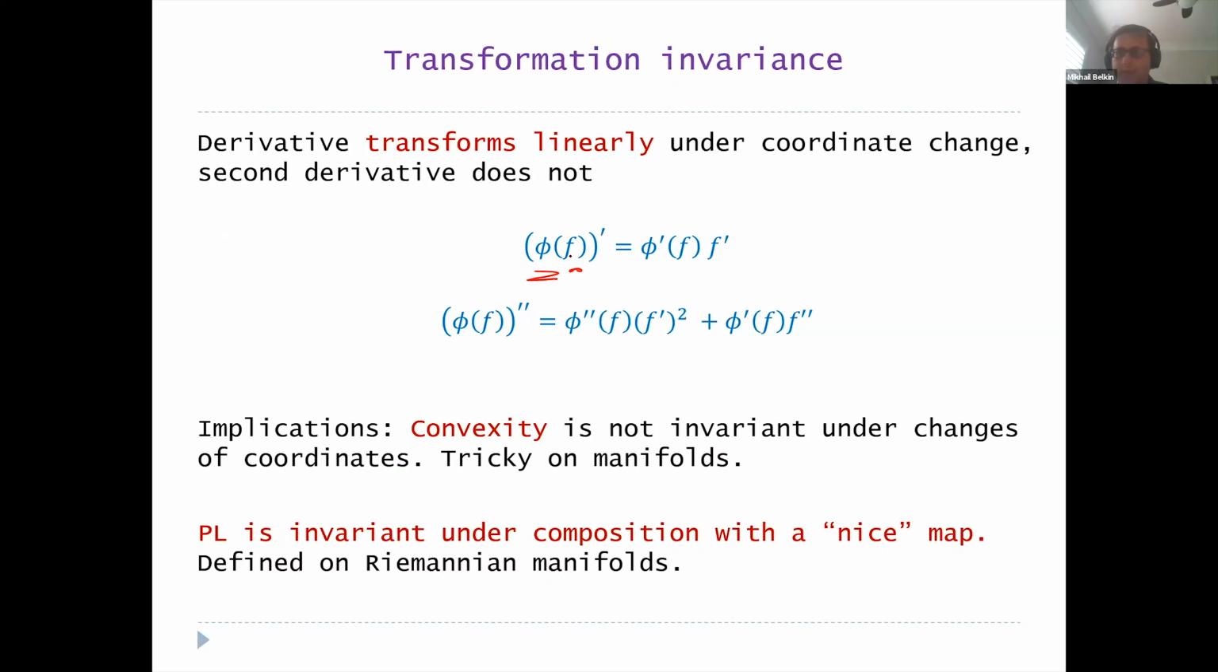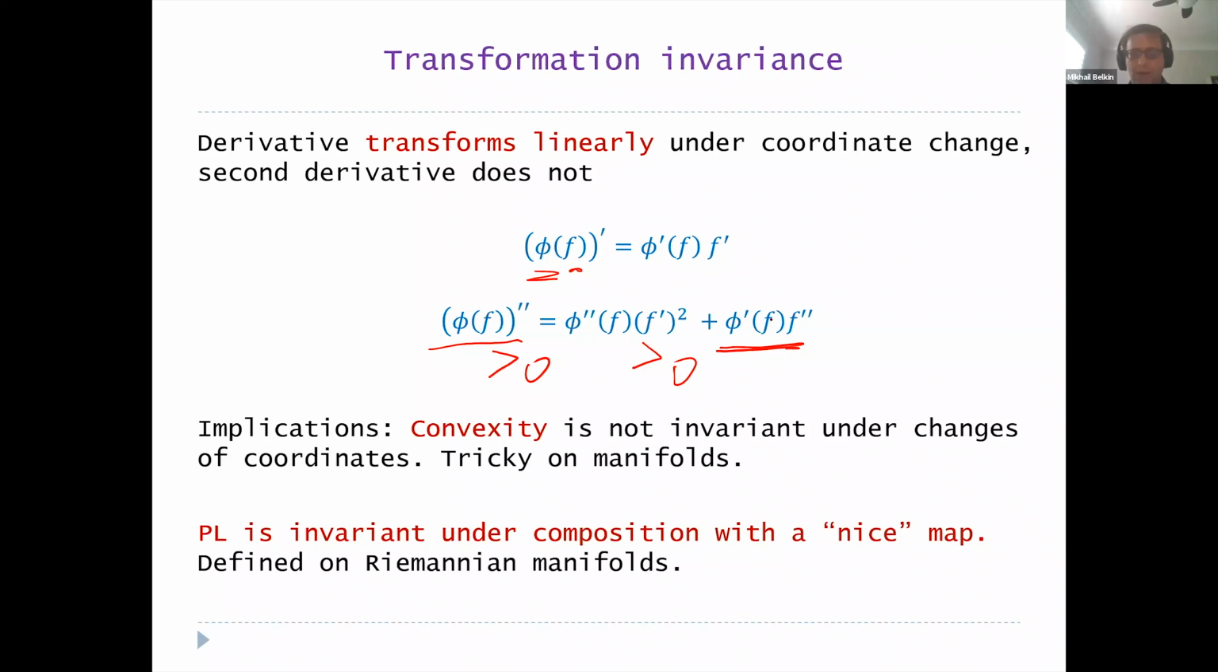Now, what happens with convexity? Remember, convexity means the second derivative needs to be positive. If I take the second derivative of the composition, and suppose this is positive, then I have two terms. The first term is positive because it's the second derivative times something squared. But the second term contains first derivatives, and over this you have absolutely no control. Just think about functions in one dimension, one variable. You actually have no control over this. So convexity is not invariant even under nonlinear transformations. You can break it very easily.